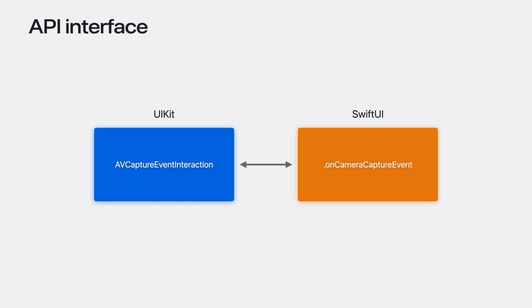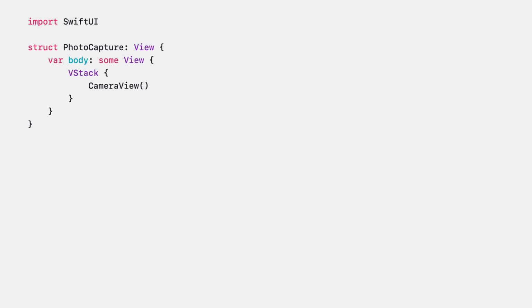Although AV Capture Event Interaction is an API designed specifically for UIKit, SwiftUI developers can also access its functionality through the On-Camera Capture Event View modifier. Adopting either of them will result in the same behavior. Now that we understand AV Capture Event Interaction, let's build a simple camera app that uses the SwiftUI On-Camera Capture Event View modifier to allow photo capture with physical buttons. First, let's begin by crafting the user interface for our camera app. We will include the camera view that is responsible for displaying the camera output on the screen.